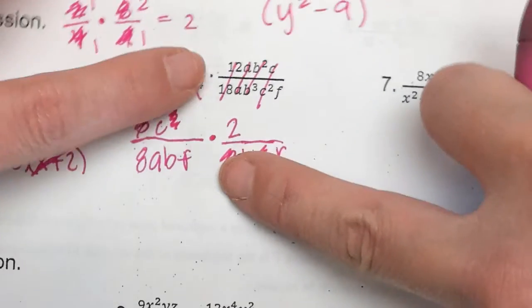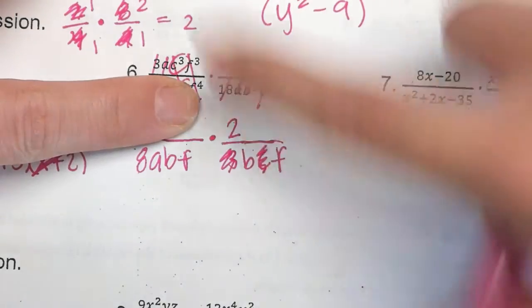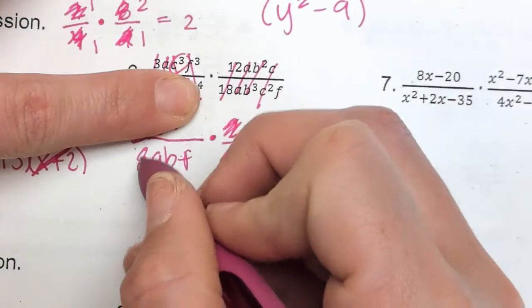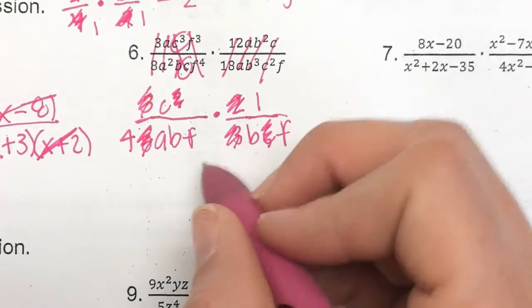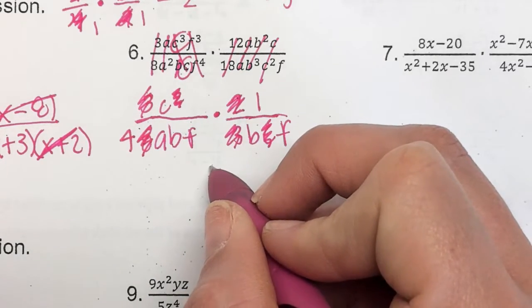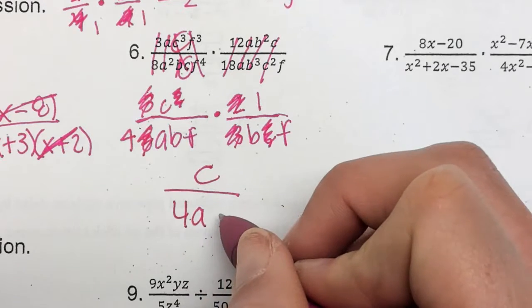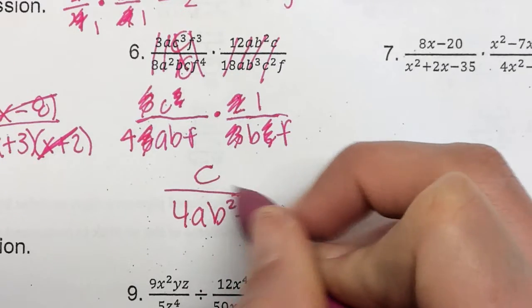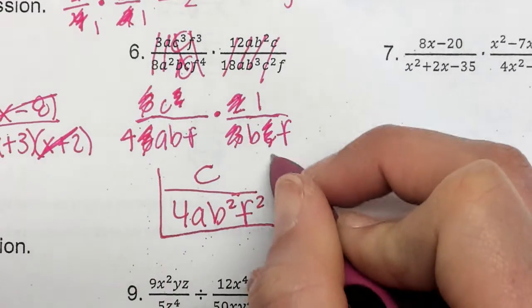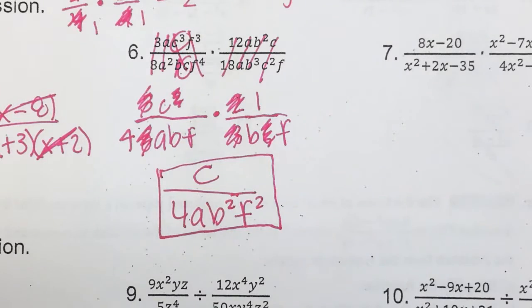Now this way, what can cancel? The 2 and the 8. So this will become on bottom here. Very good. Now just multiply. So what's on top? 1C or just what? It's just C over 4 A B squared F. What? Very good. Questions?